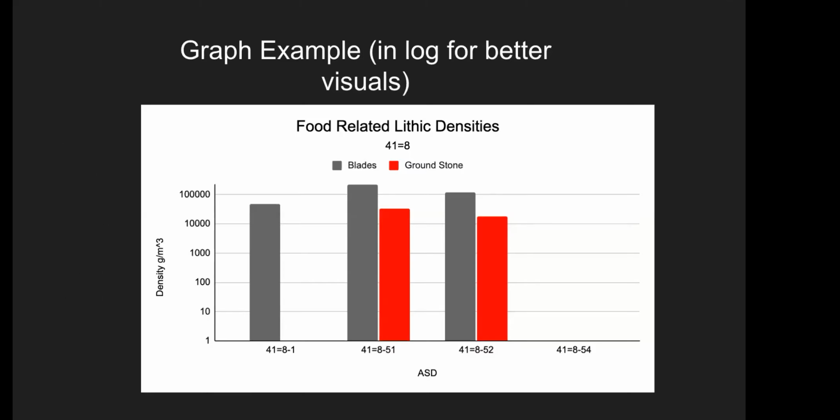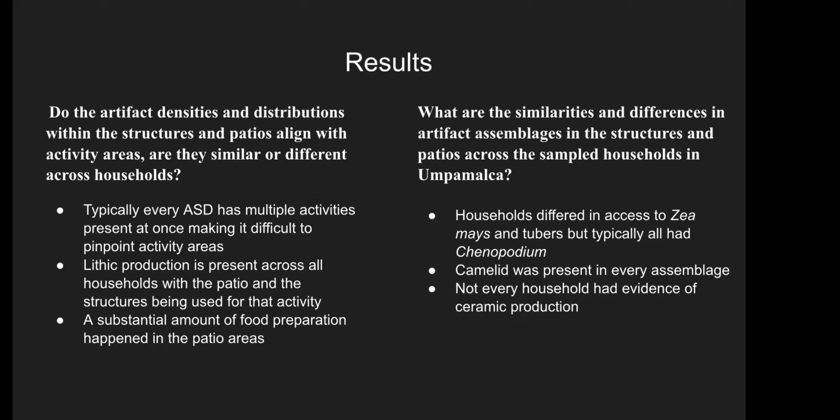This is an example of a graph that I made, and I made several of these graphs that displayed every ASD in each household, and then I compared what artifacts were associated where and where the highest densities were. I have a lot of results, but here are a few highlights. For the first question, do the artifact densities and distributions within the structures and patios align with activity areas? Are they similar or different across households?